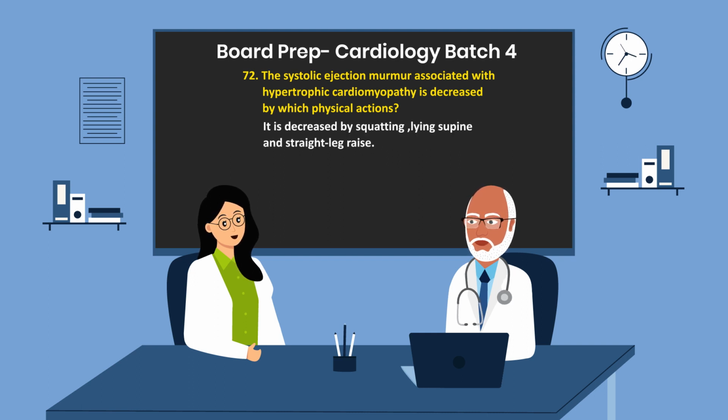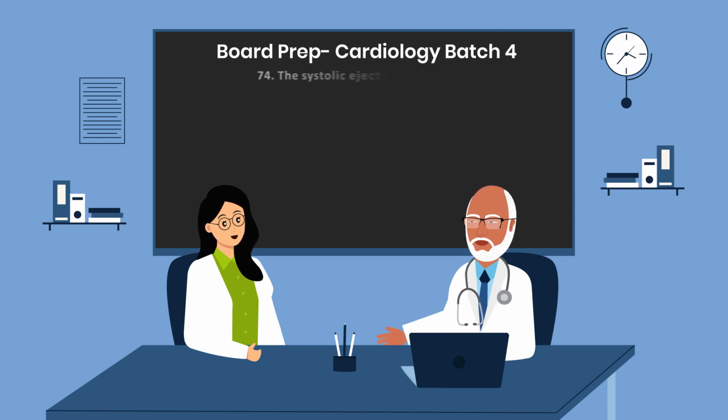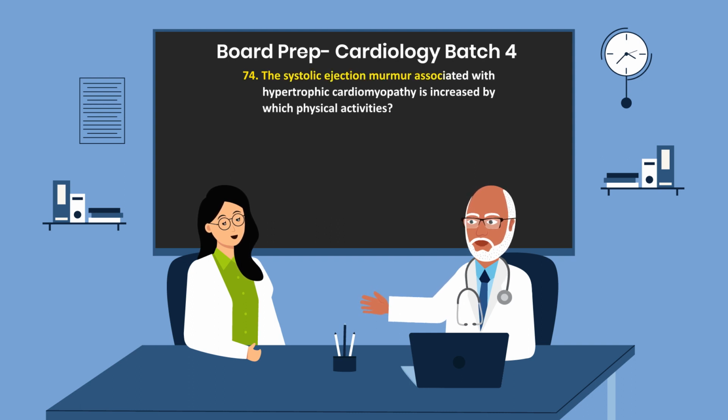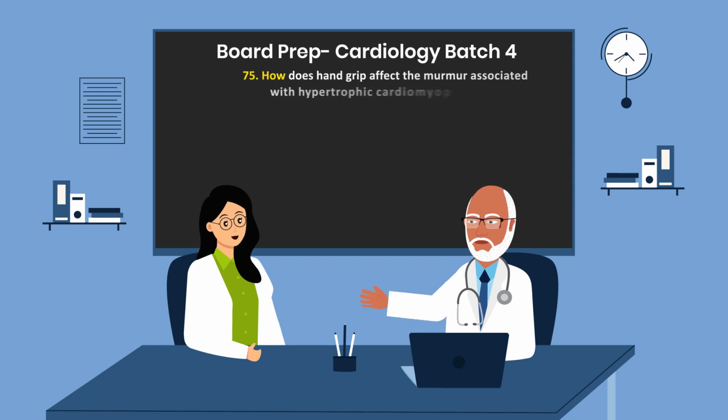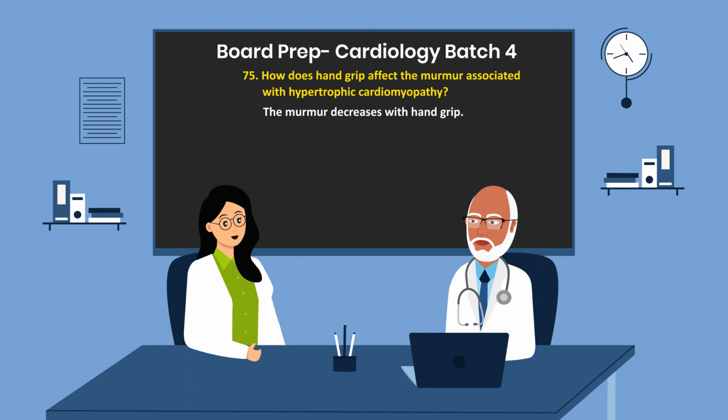It is decreased by squatting, lying supine, and straight leg raise. The systolic ejection murmur associated with hypertrophic cardiomyopathy is increased by which physical activities? It is increased by Valsalva maneuver and standing. How does hand grip affect the murmur associated with hypertrophic cardiomyopathy? The murmur decreases with hand grip.